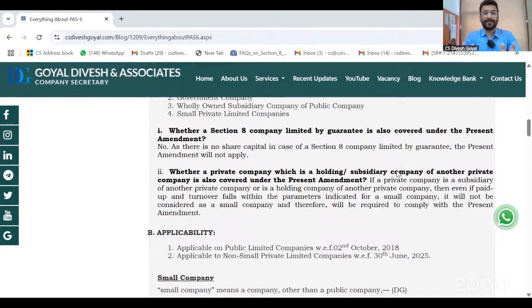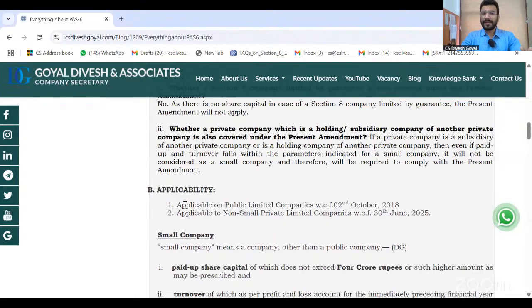So there may be a scenario, there is a private company with only 1 lakh capital and, I can say, only 1 lakh of turnover. But still the Demat provision is applicable on that because that company may be subsidiary or holding of any other company. So if your company is a subsidiary or holding of any company, it will be considered as a non-small company.